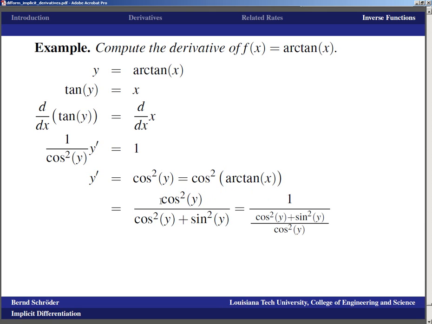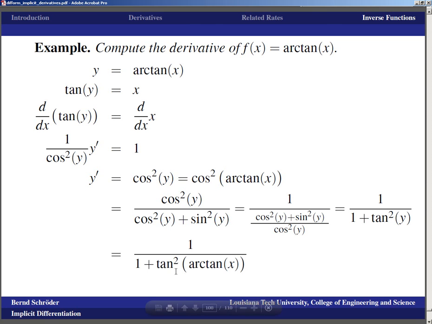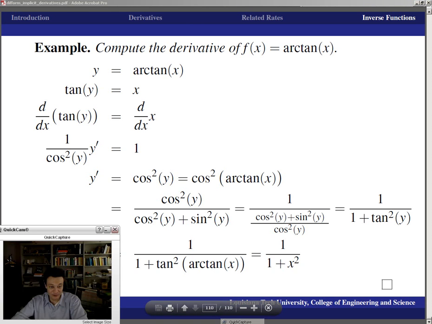And if I now have a cosine squared in the numerator, that is the same as if I divide the denominator by cosine squared, right? So this is 1 over cosine squared y plus sine squared y divided by cosine squared y. And that's 1 over 1 plus tangent squared y, and well, that now of course gives us that it is 1 over 1 plus tangent squared of arctangent of x, and so the derivative is 1 over 1 plus x squared. Alright, so that means trig is rearing its ugly or pretty head again.